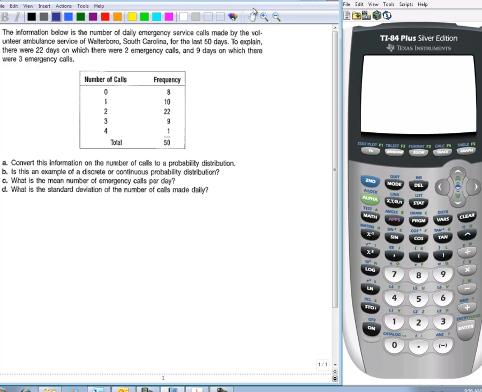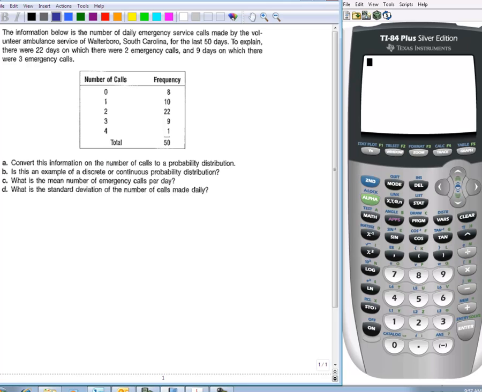This is an example from our textbook on probability distributions. So this is page 90, example 5. We're given a set of information here, which is the number of daily emergency service calls made by the volunteer ambulance service of Walterboro, South Carolina for the last 50 days. Each day we have the number of calls. So 0 calls we have 8 times, 1 call we have 10 times, etc.